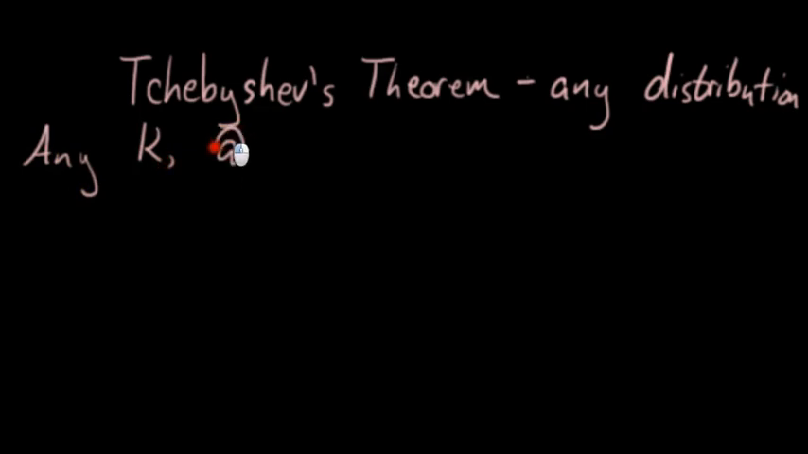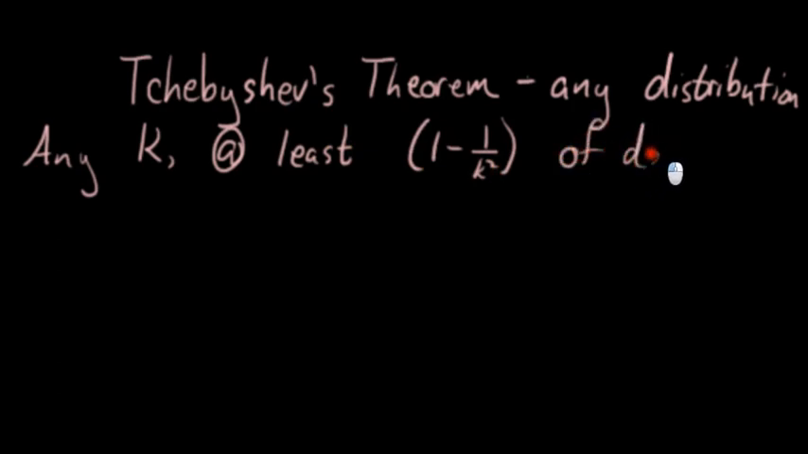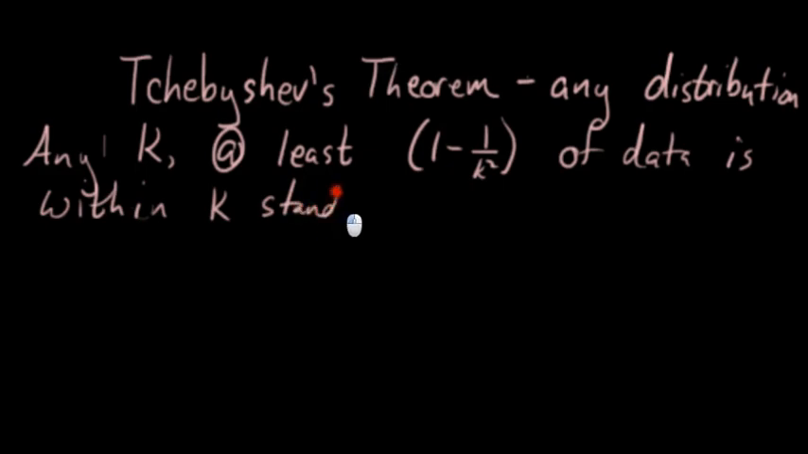then at least 1 minus 1 over k squared of the data is within k standard deviations of the mean. Oops, I can't spell. Within k standard deviations of the mean.